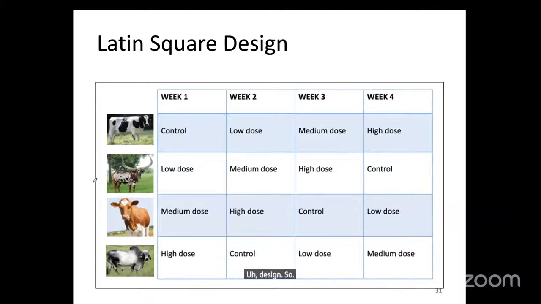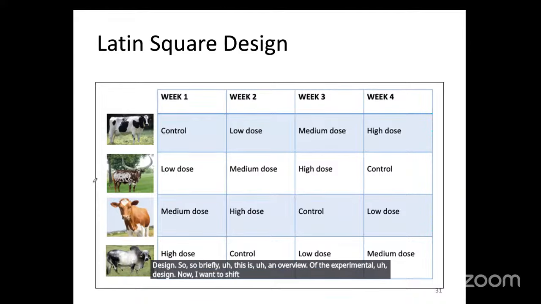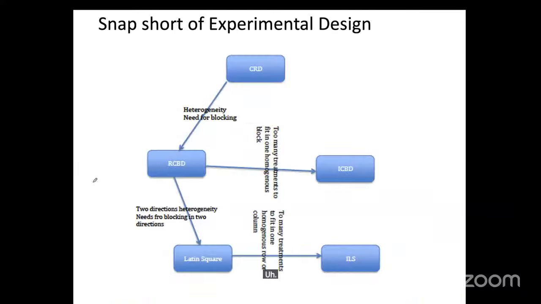So briefly, this is an overview of the experimental design. Now I want to shift a little bit and try to relate this to the models. Okay, so this is just a summary: if my experimental materials are homogeneous, then I can use completely randomized design.